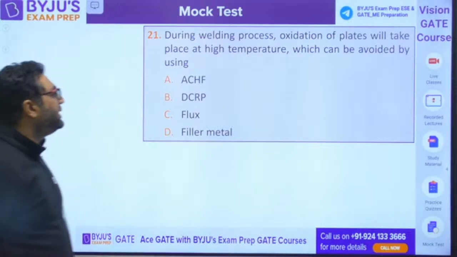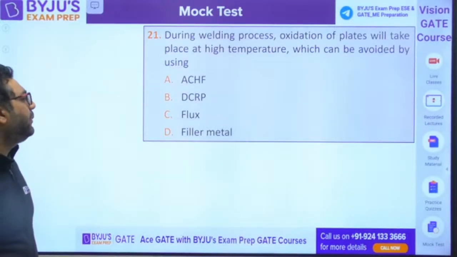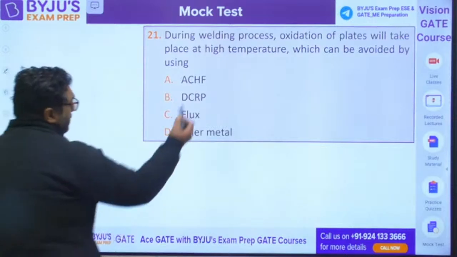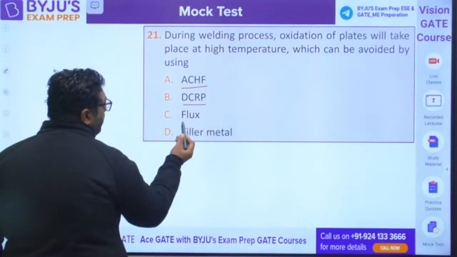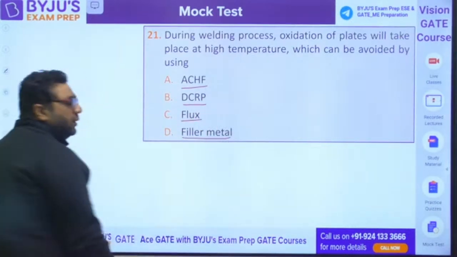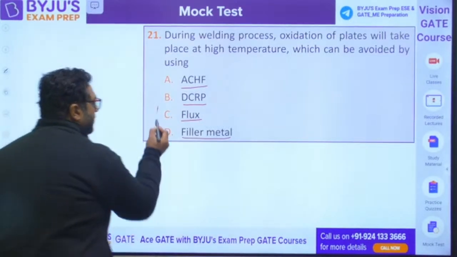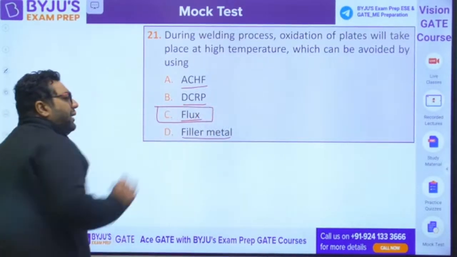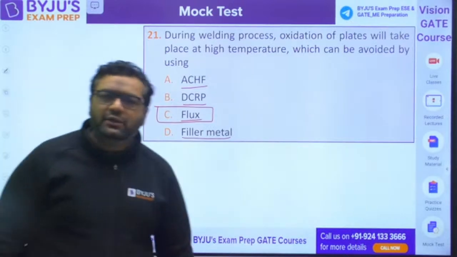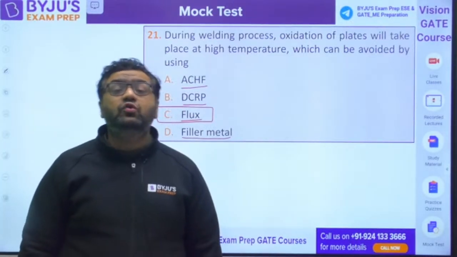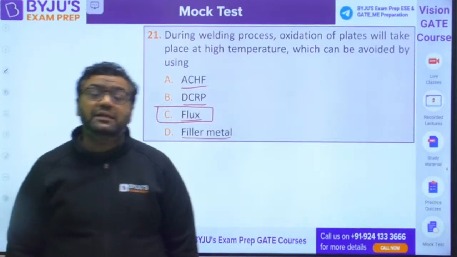During the welding process, oxidation of plates will take place at high temperature, which can be avoided by ACHF, DCRP, flux or filler material. You know the function of flux. Flux is going to perform this function. It is going to avoid the oxidation of the plates. It is going to provide the weld bead material. It is also going to provide the flame concentration.